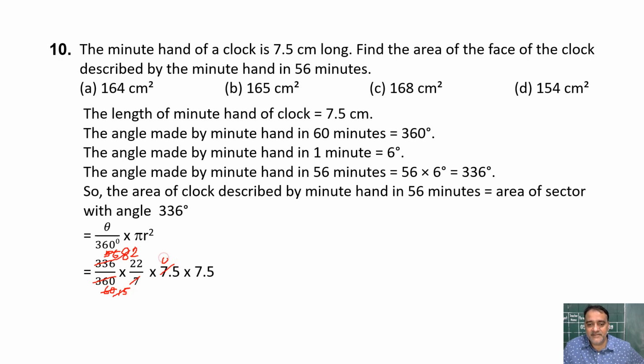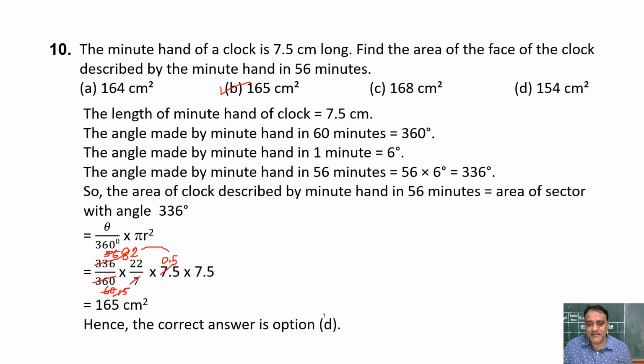Will get 0.5. Now if you multiply 0.5 with 2, you will get 1. Only left is 22 into 7.5. So 22 into 7 is 154 and half of 22 is 11. So that means 165 centimeter square. This calculation is clear? Yes, sir. Okay, so what is the correct option? Option B. Option B, right. This is option B. Next question.